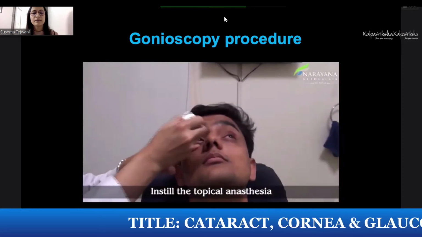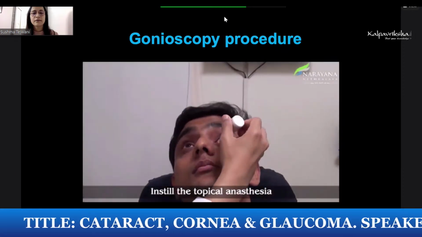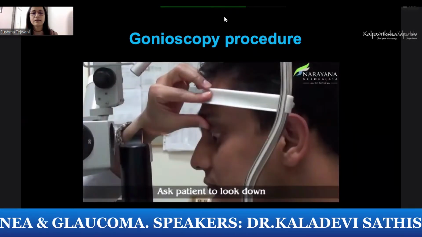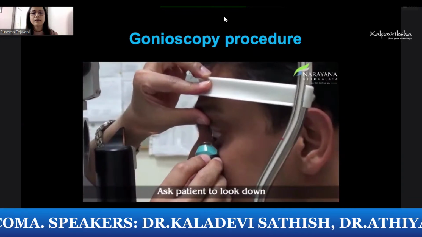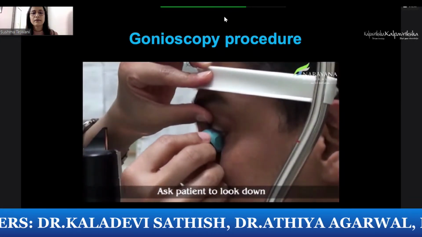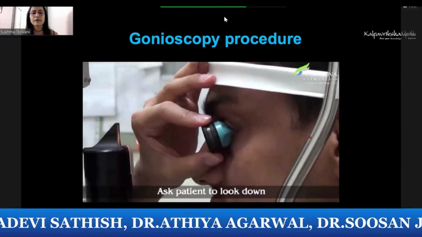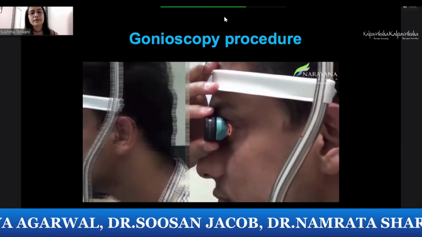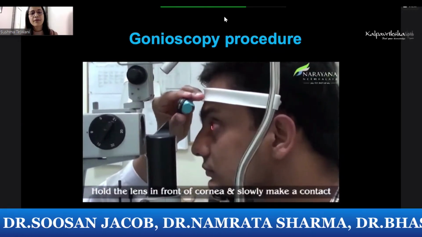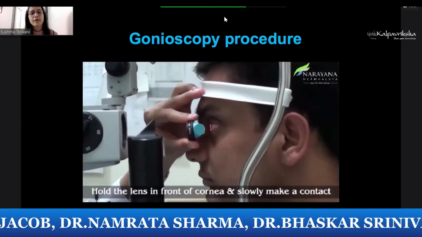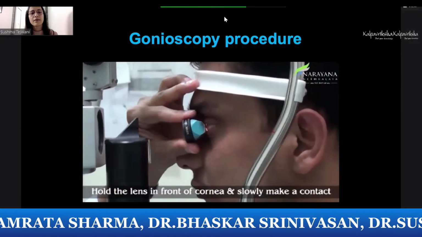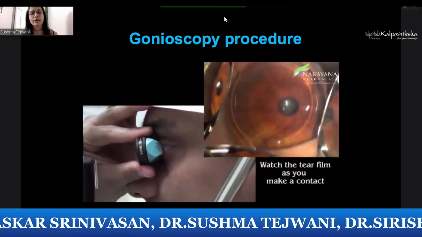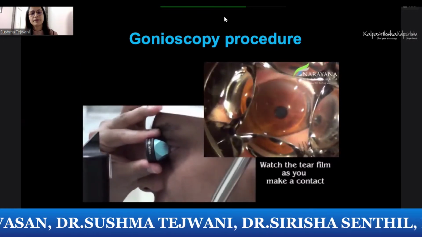Explain the procedure to the patient and instill the topical anesthetic drop. For the two-mirror lens, use a lubricating drop as the coupling agent. Hold the upper lid, ask the patient to look down and insert the lens. Then magnification can be increased to see the angle. For the four-mirror gonio lens, hold the lens in front of the cornea and then move closer as you make contact, keeping a watch on the tear film. Once the tear film is evenly distributed, the view of the angle is clear.